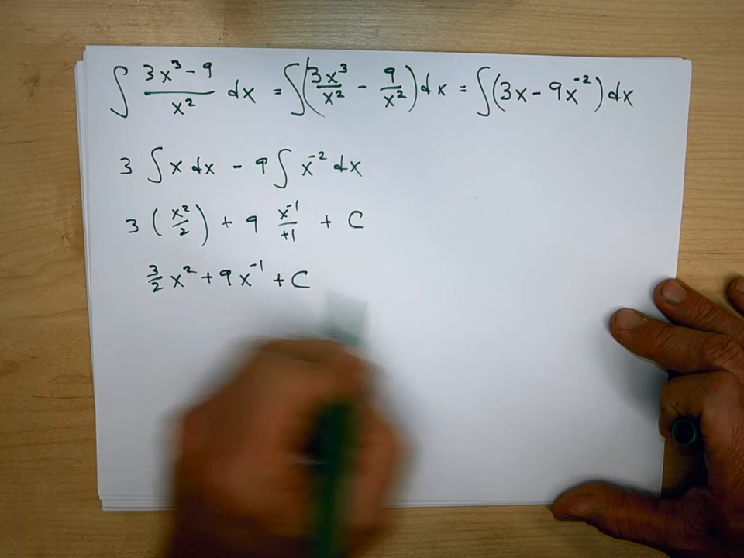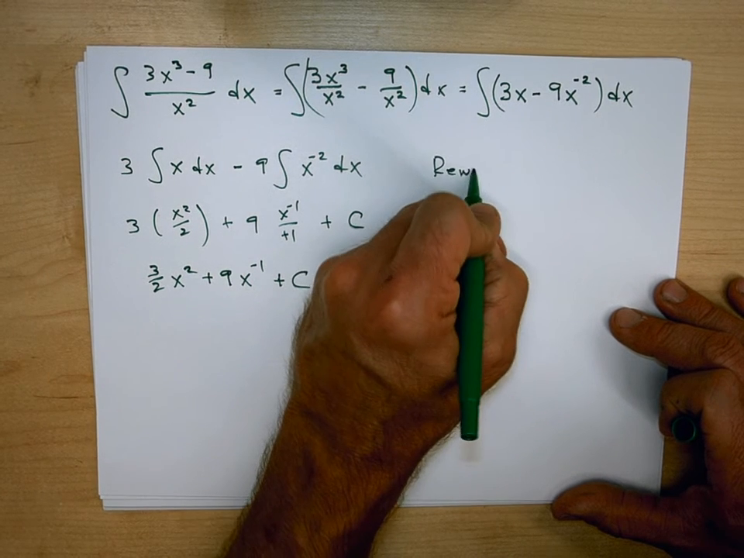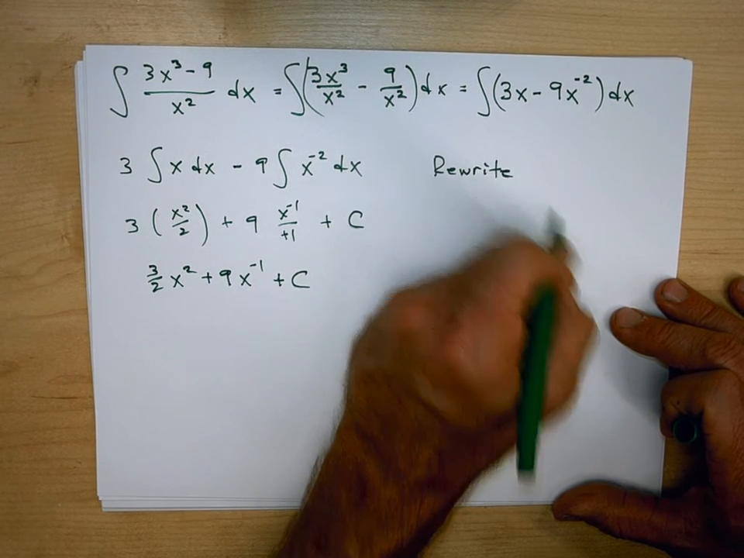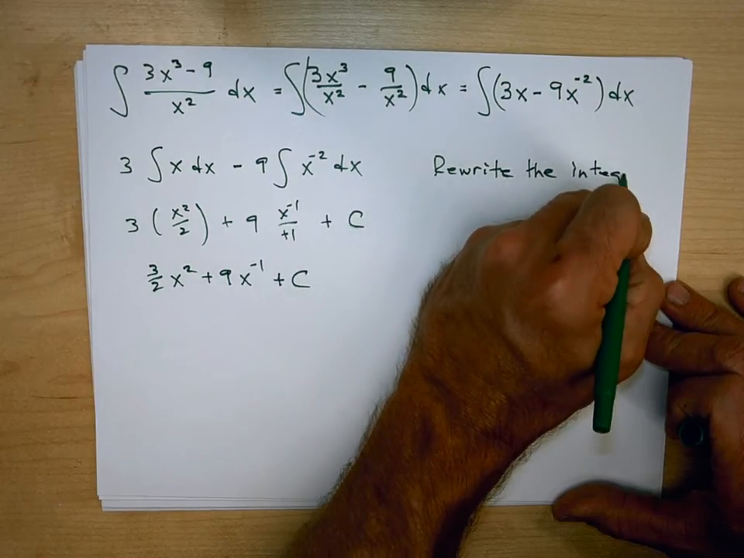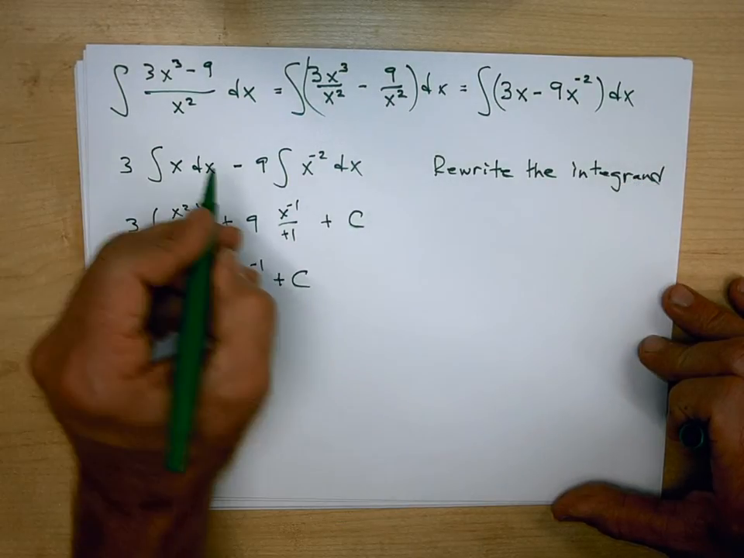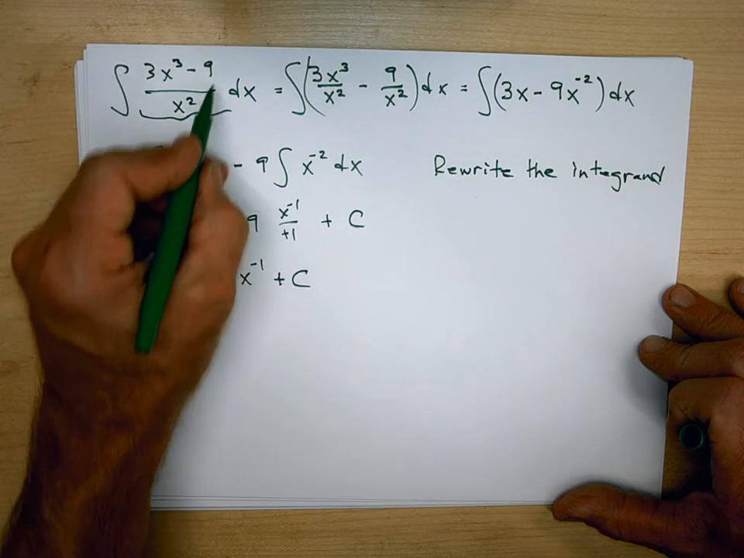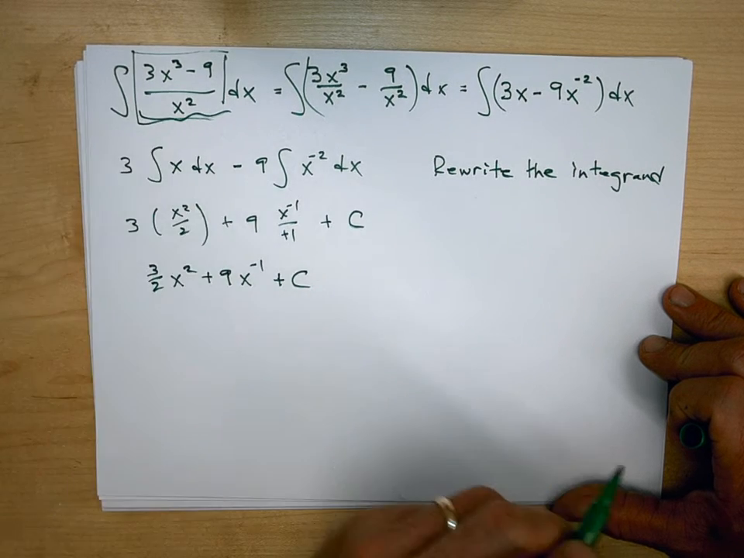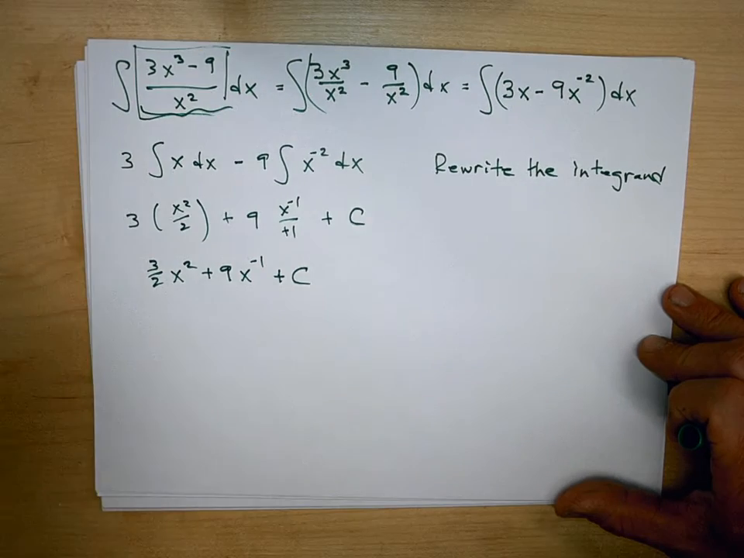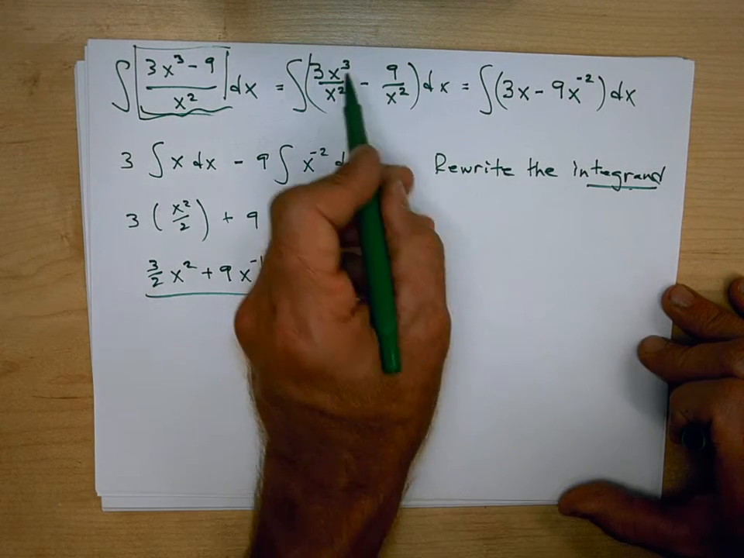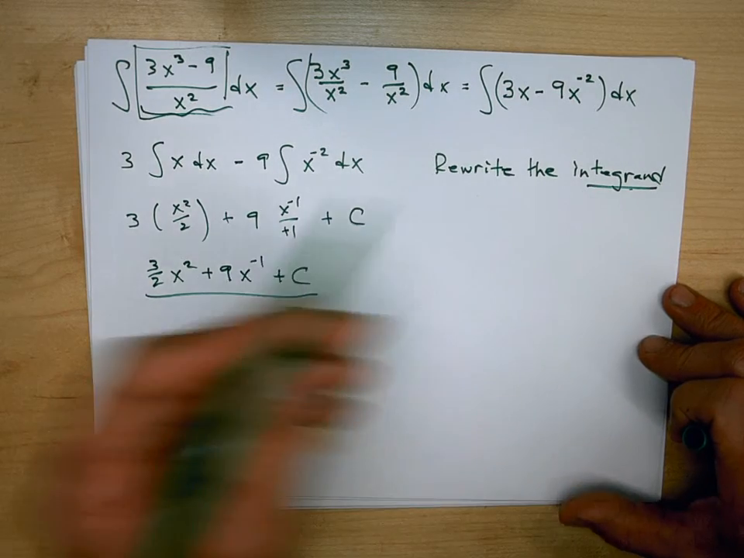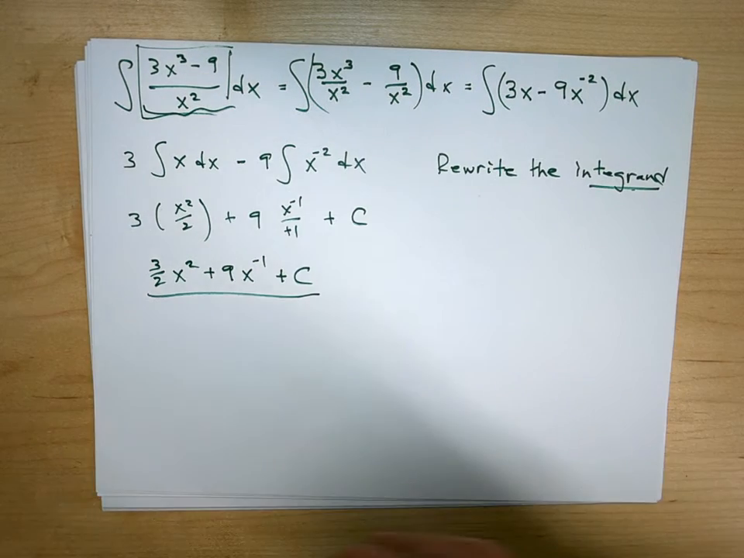So here the trick is rewrite the integrand. That's a new word. That just means this piece right here. This piece that I'm actually taking the integral of. The function that is the derivative of the function I'm looking for is another way to think of it. So rewrite the integrand, try to simplify, and then take the integral.